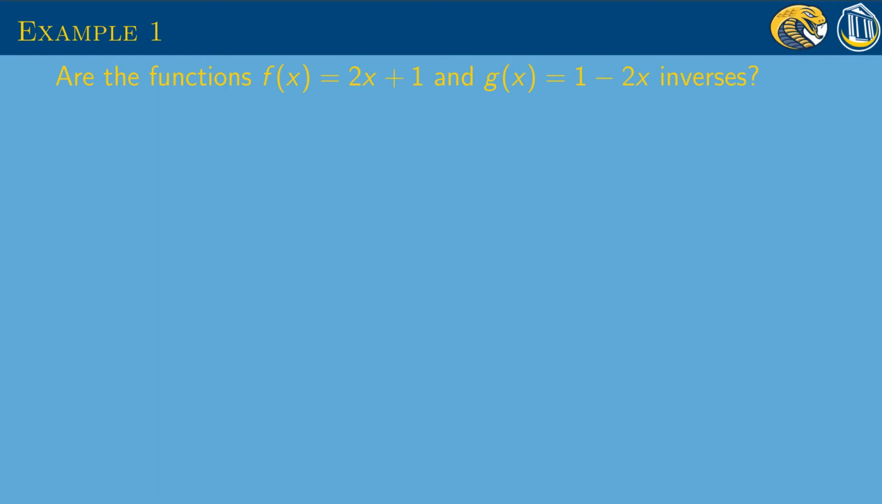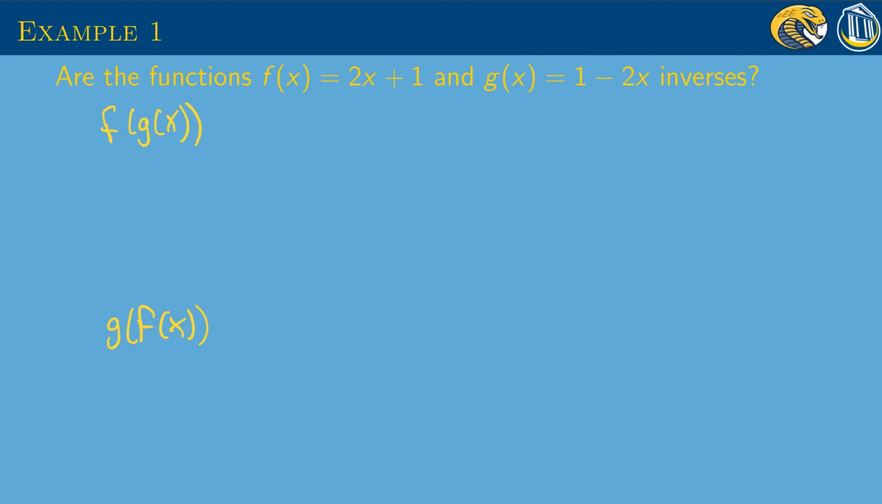So, let's look at an example. Are the functions 2x plus 1 and 1 minus 2x inverses? Just from looking at it, it looks like they could be. How can we check? Well, first we'll look at f of g of x, and next we'll look at g of f of x. It's important to note that we can't just plug in a specific value of x and claim that this works. It needs to work for x in general.